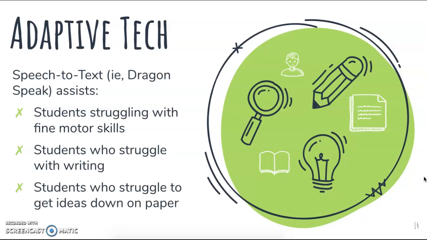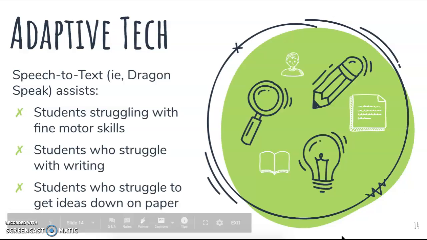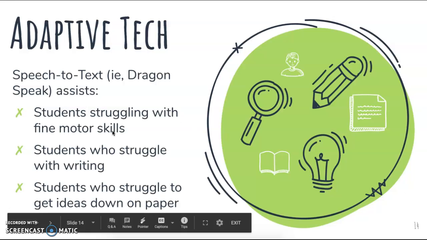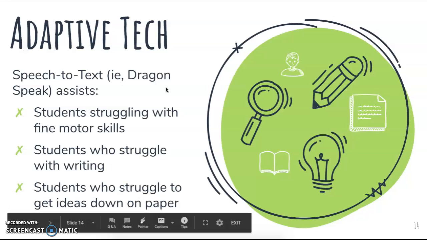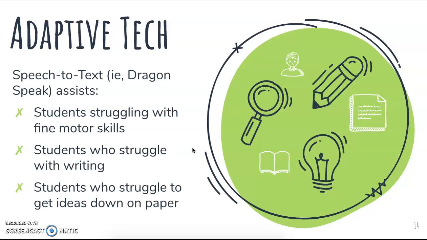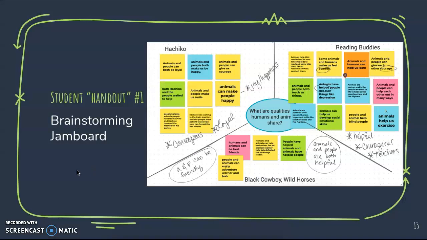And for adaptive technology, we have 3 or 4 students that would prefer not to type, but like to use Dragon Speak to assist them in transferring their thoughts into text. And so this would be great for students who struggle with fine motor skills, which is one of the students that prefers Dragon Speak. And then also just students who really struggle with spelling or the ability to transfer their thoughts into writing, which is our other 2 students. And that is a super helpful tech adaptation that we have found useful for this project.